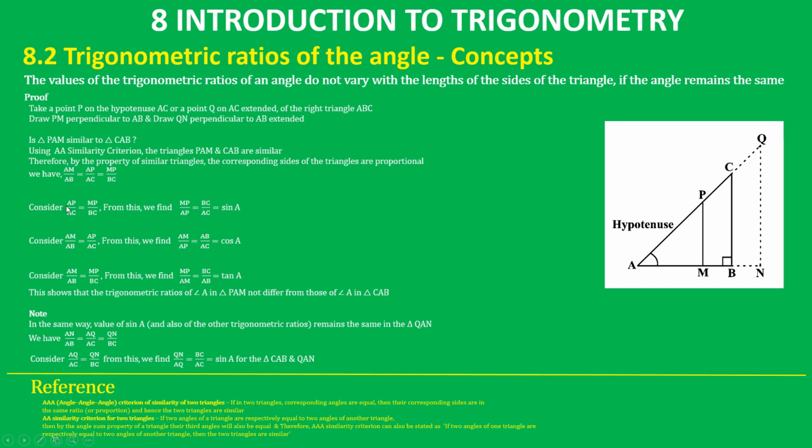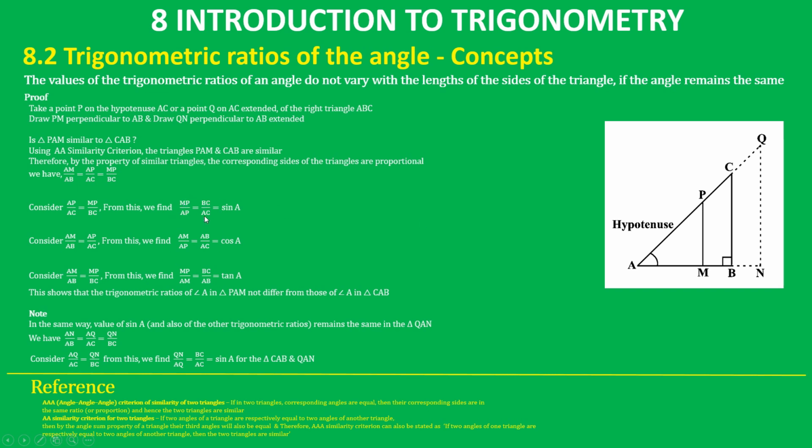Now consider these two. AP by AC is equal to MP by BC. From this, what can we do? You move this BC to here. What happens? MP by AP is equal to BC by AC. What is MP by AP? Consider triangle PAM. As we learnt in the beginning, the side opposite to angle A divided by the hypotenuse AP is nothing but sin A.